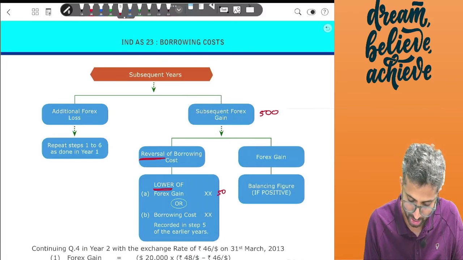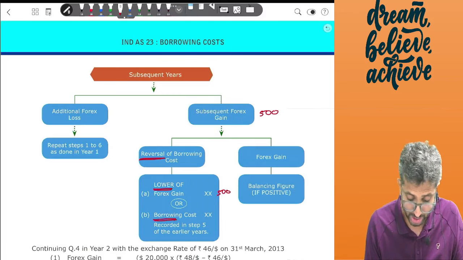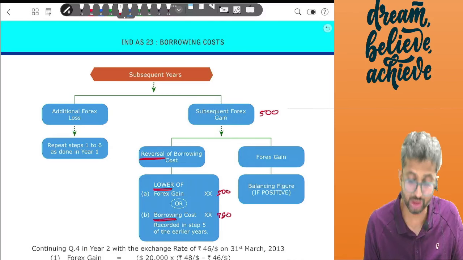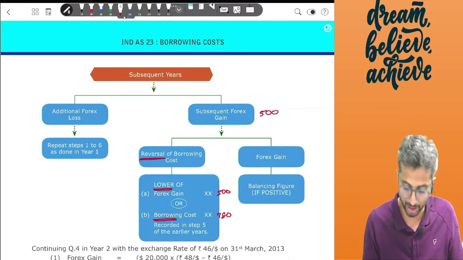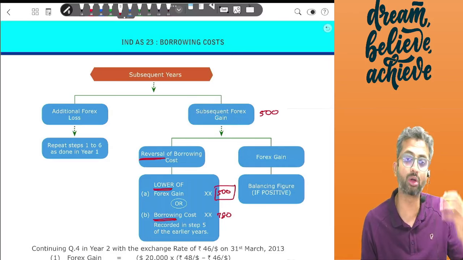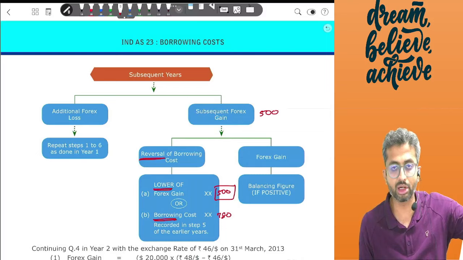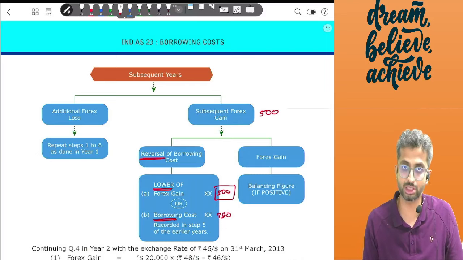Let us say you will take the lower of the forex gain, which over here is 500, or the borrowing cost, which over here is the notional borrowing cost of 780. Remember, 180 we have actually paid. Hence we are going to say that out of the 780 that you had earlier treated as borrowing cost, 500 will now be reversed.